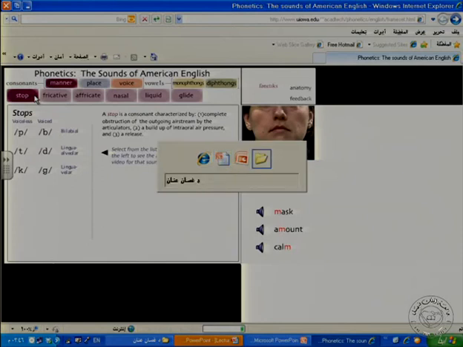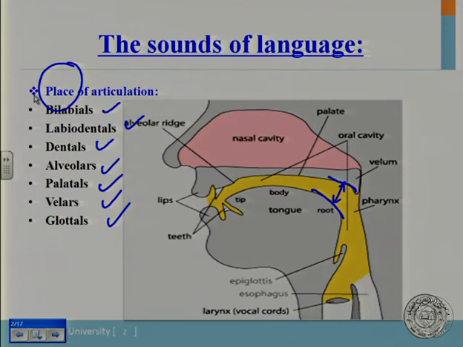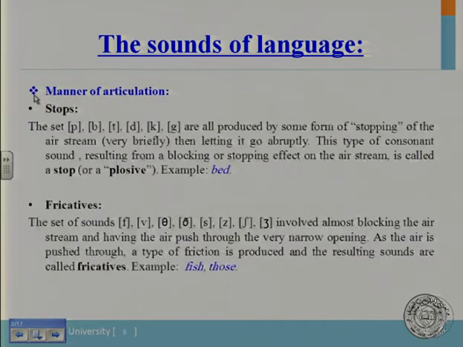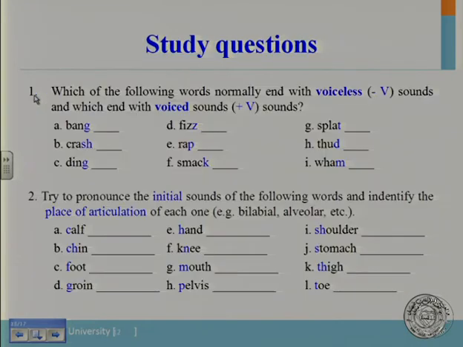Now let us go back to the lesson. Here we have completed the place of articulation and the manner of articulation. Let me just start with a little bit more complicated topic.